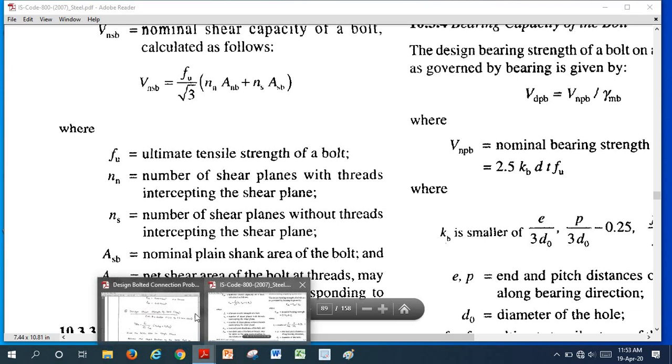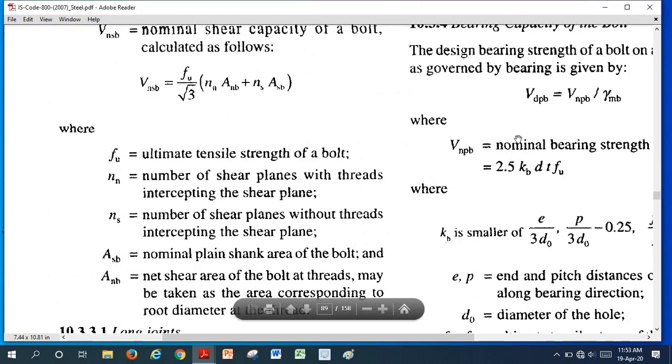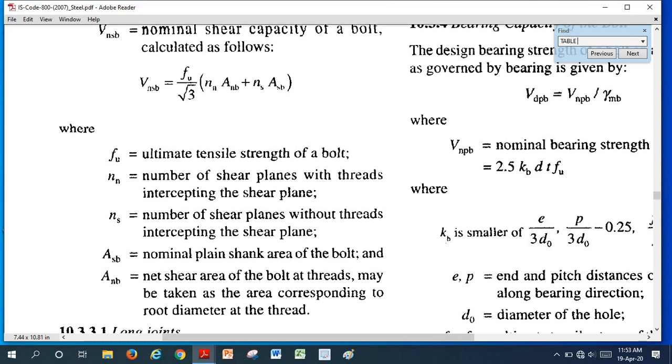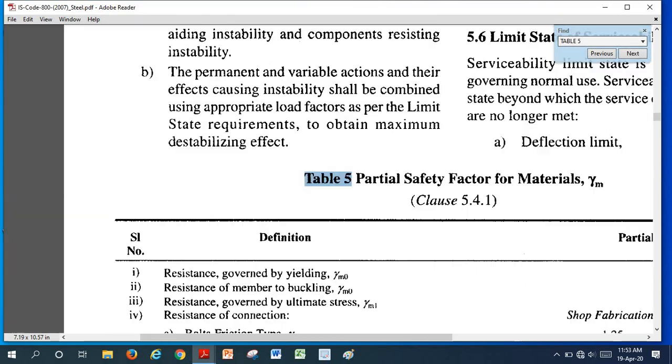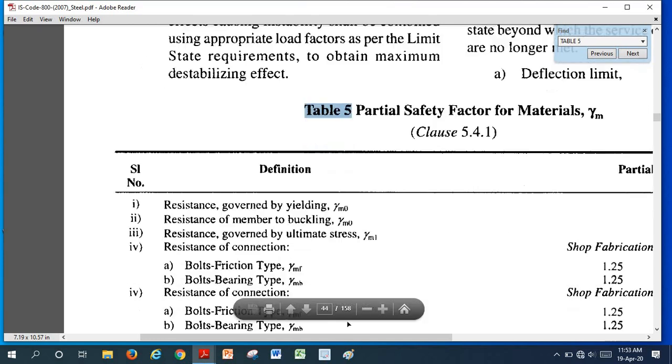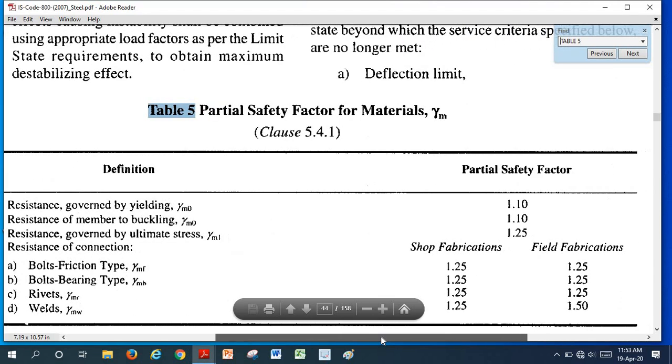If you look at the formula here, fu is 500 in our case, with root 3. Gamma mb we should take from table number 5 of IS 800-2007, the partial safety factor for materials. Here, for bearing type of bolts, gamma mb we should take as 1.25 for both workshop fabrication and field fabrication. We should take 1.25. This is the table of partial safety factors for materials, gamma m.